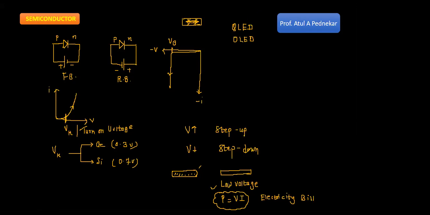That Q stands for quantum LED and O stands for organic LEDs. Are you clear? Okay, quantum LEDs are brighter as compared to OLED. Okay, but previously we had CRT displays.